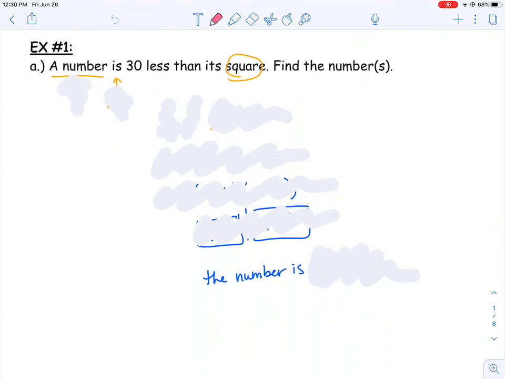Example number 1 says, a number is 30 less than its square. Find the number or numbers. So a number, do we know what the number is? No, not necessarily. So can we call that x? And then is, in math, doesn't that kind of mean equals? So I'm reading this really carefully, looking at the important words and trying to make them into math expressions. So some number, x, equals 30 less than its square.